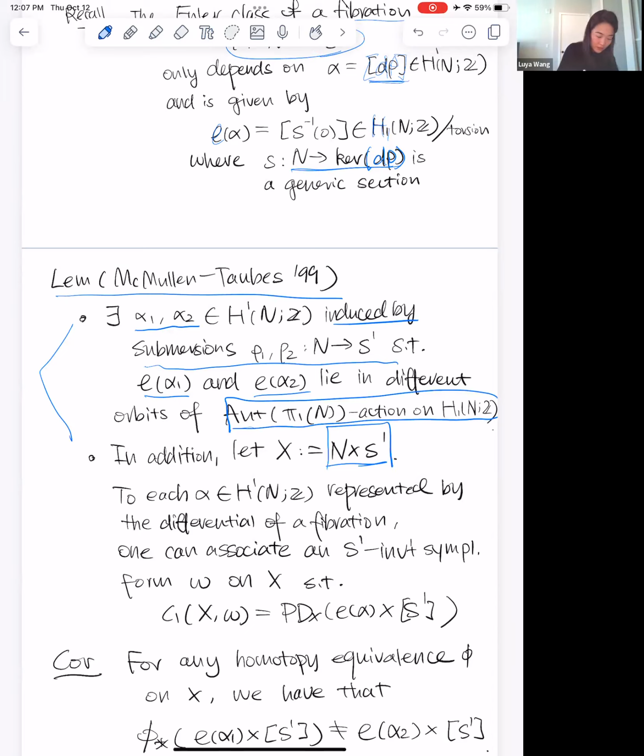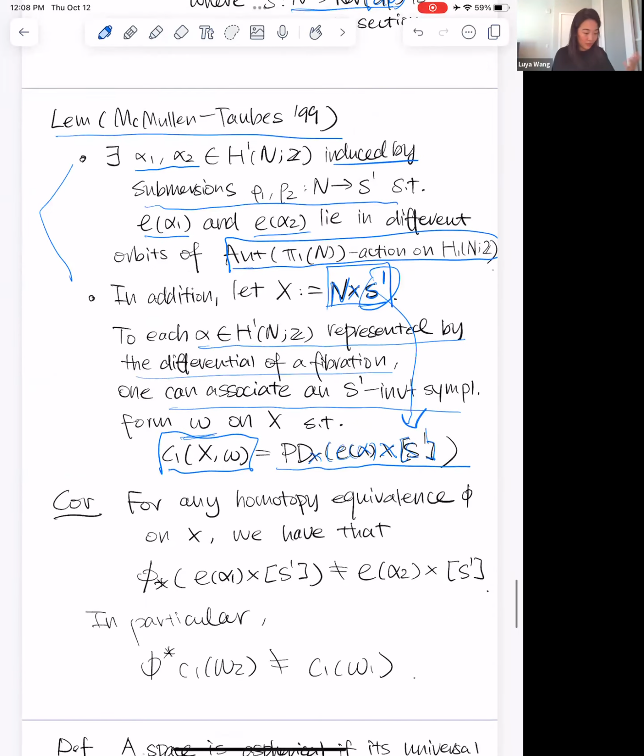And furthermore, if you consider the four-manifold, which is obtained by the three-manifold cross S1, to each alpha that's represented by a differential of a fibration, so in particular it's a submersion, you can associate an S1 invariant symplectic form. You can write it explicitly, and then you can compute its C1, which is a Poincare dual of X of this Euler class times S1, where this S1 is this S1 factor.